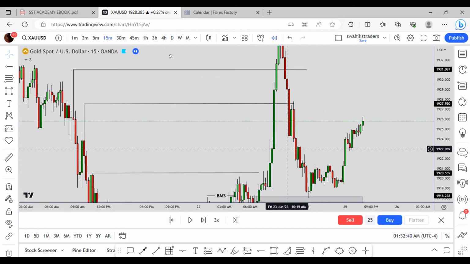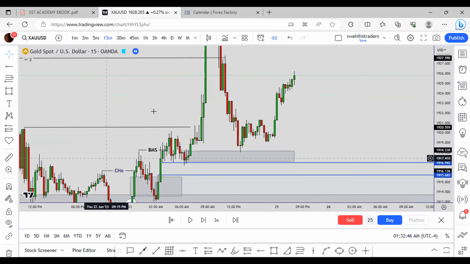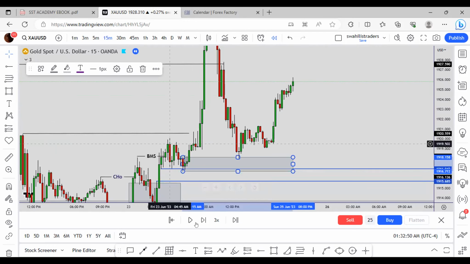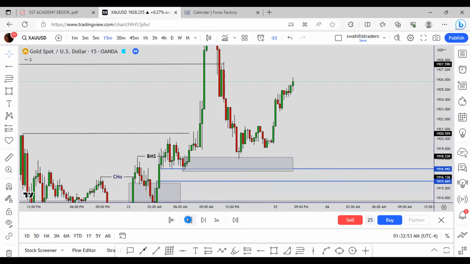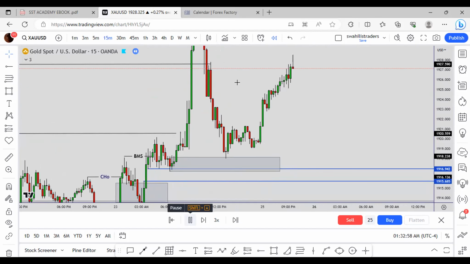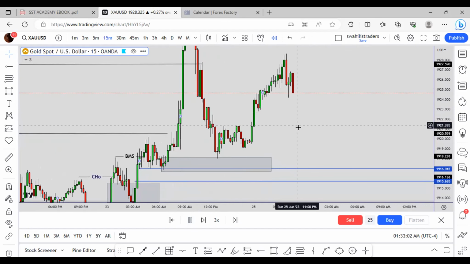The market sometimes may not respect our bullish order blocks, but you need to be patient and wait for the right moment. You see here, price mitigated this order block, and we had a nice bullish run to the upside. That was a reaction on the bullish order block. Patience is very important when we are looking for setups.